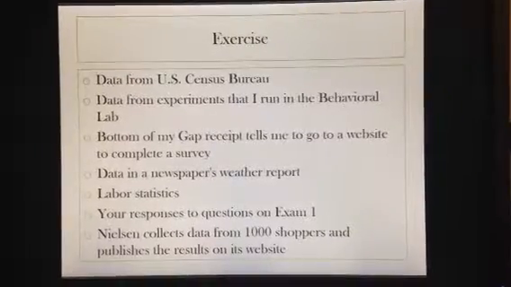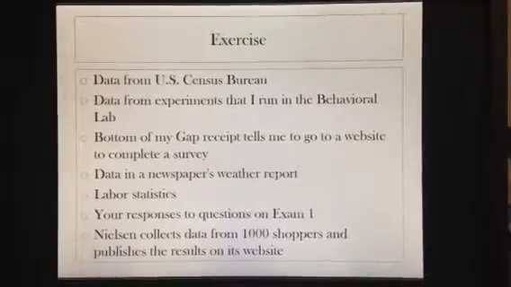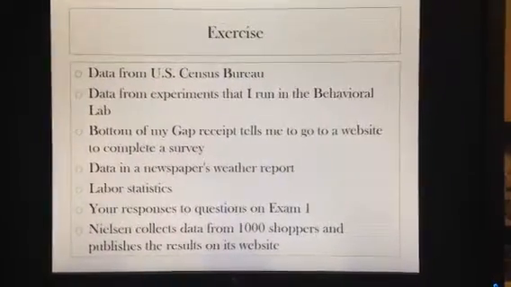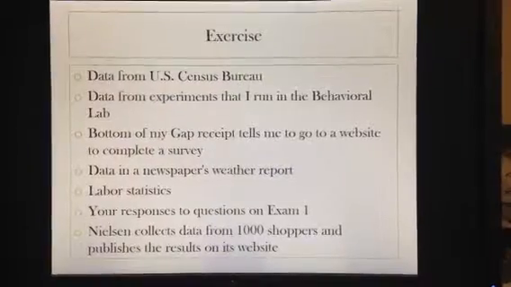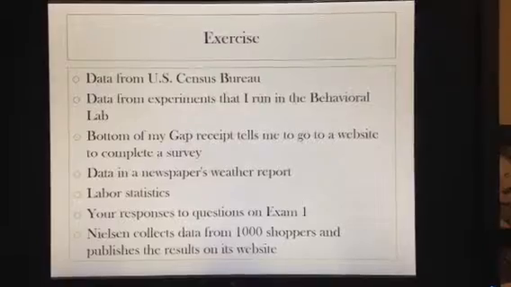Your responses to questions on exam 1. As I mentioned, I look at this data and I statistically analyze it. So to me, this data would be what? Primary data.